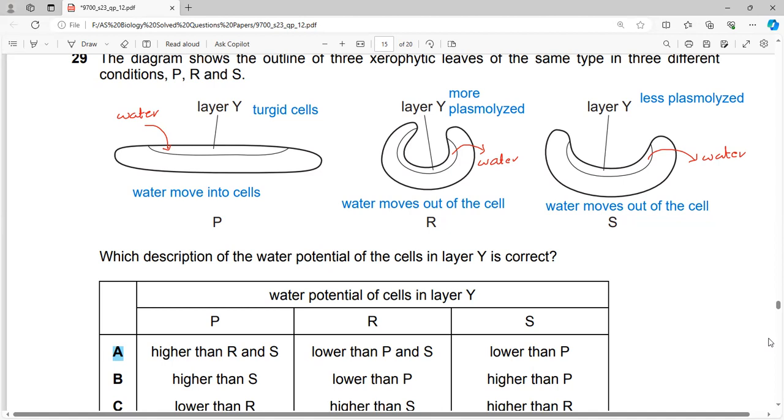I have explained the osmosis phenomenon, how it works, in the previous question, so hopefully you will understand that. I'm going to proceed to the next question here.